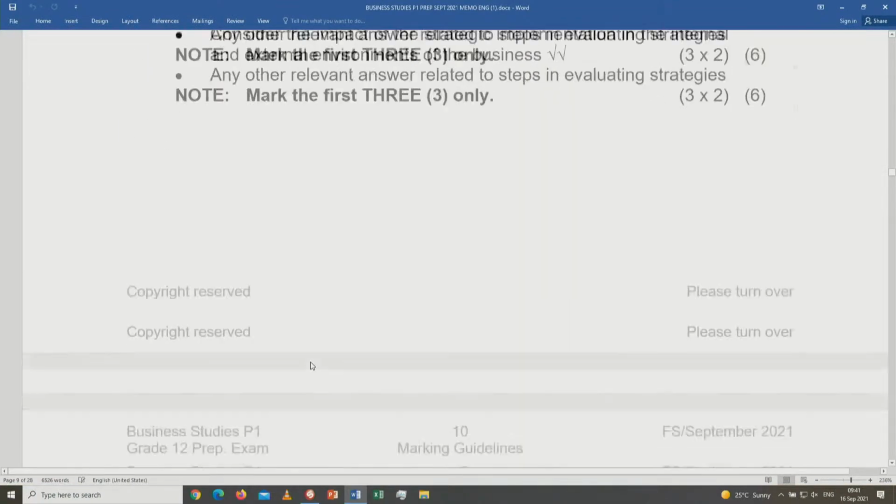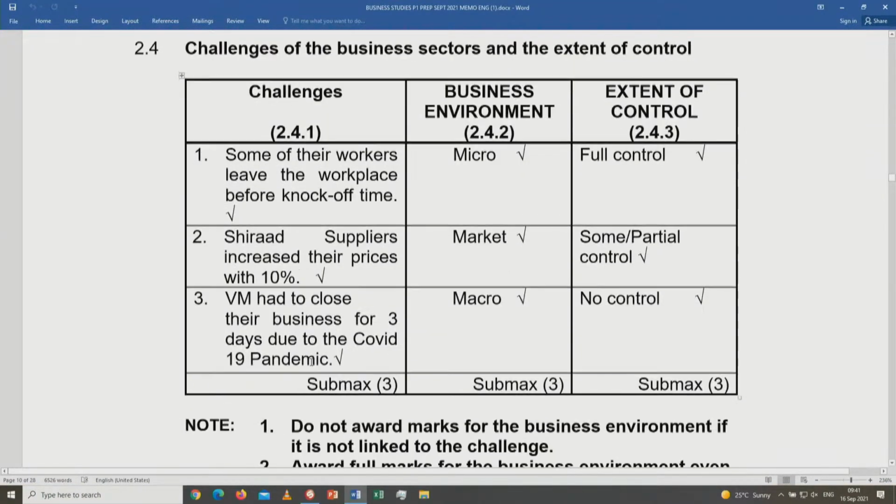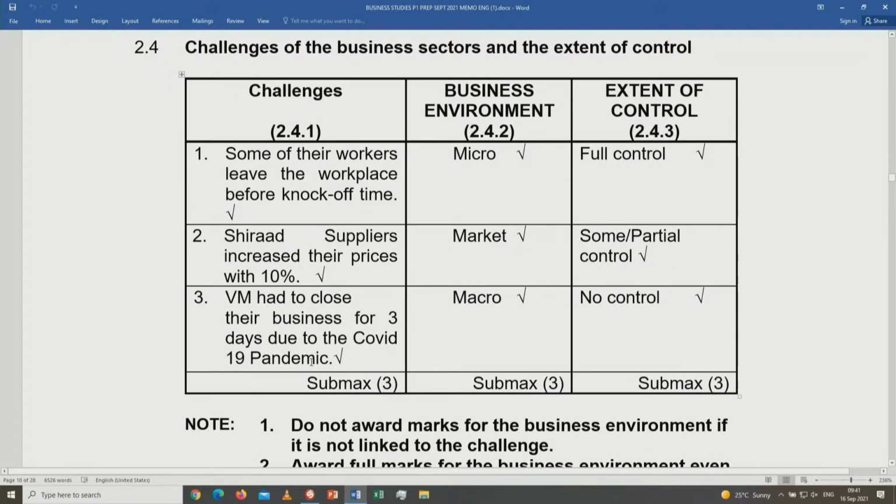Now, look at the responses. Challenges of the business sectors and the extent of control. 2.4.1. Look at the challenges there. Some of the workers leave the workplace before knock-off time. It's 1 mark. It's a challenge. It's been quoted verbatim as it is. It's 1 mark.